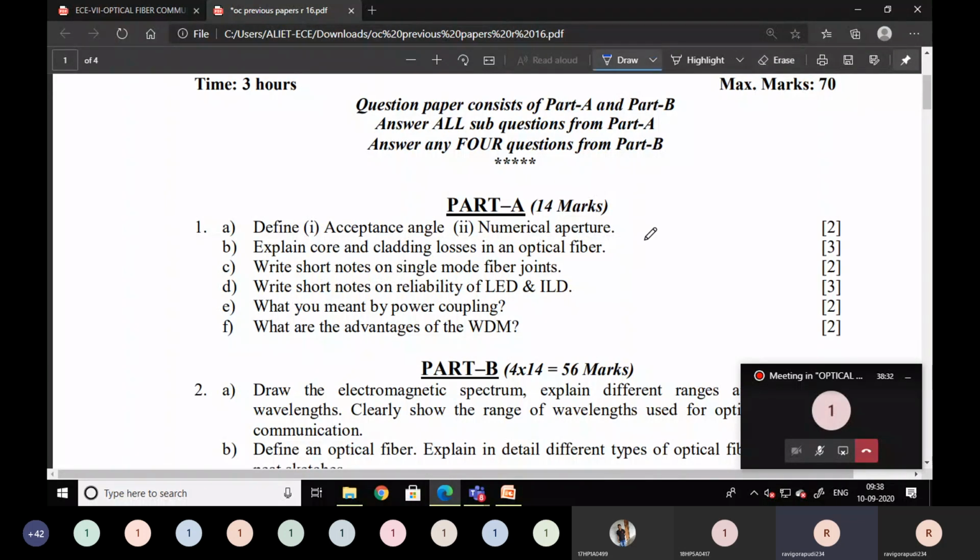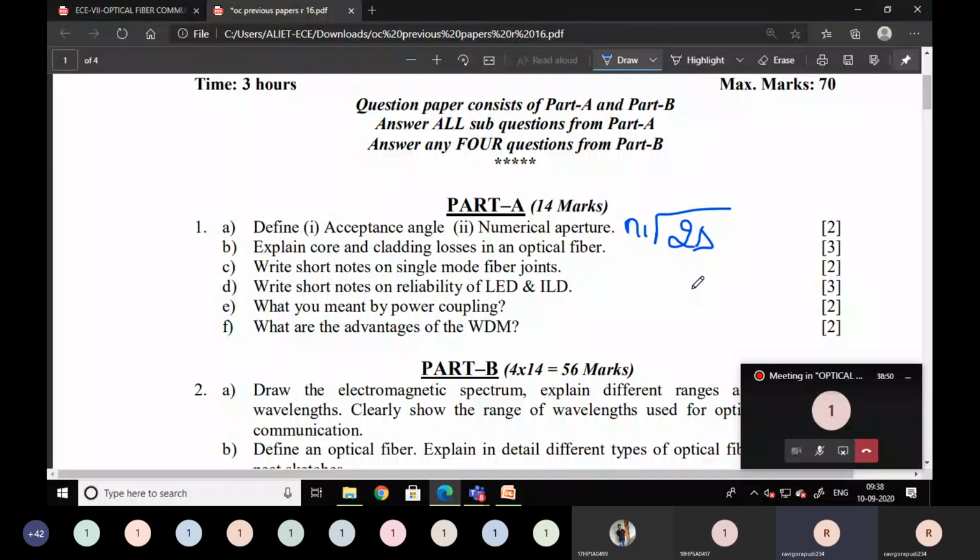If you want, you can write another formula also. That is n1 into square root of 2 delta. So this formula also you may write. Otherwise, square root of n1 square minus n2 square. So after writing the definition, you have to write the formula also.